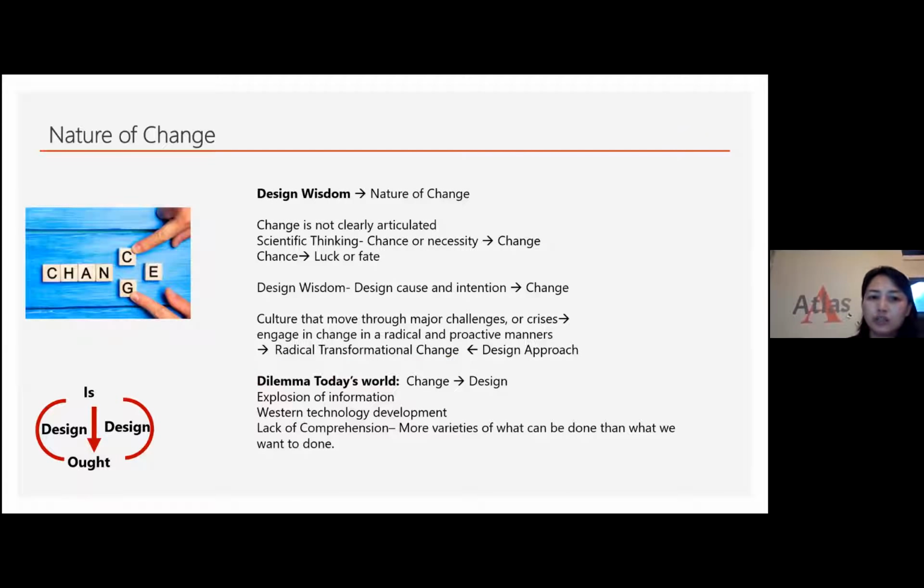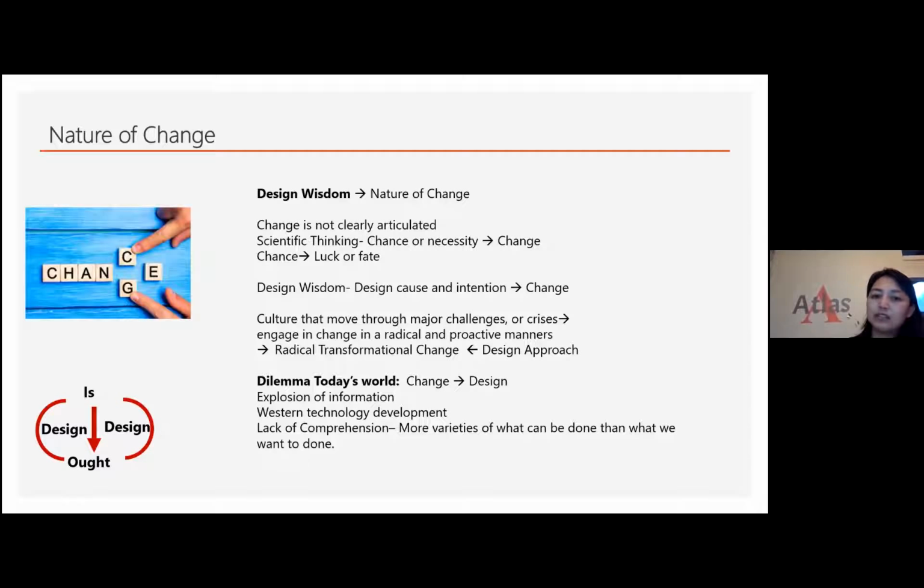Then we talk about change. The design wisdom versus the nature of change. We all encounter change every day. Sometimes through scientific thinking, we think it relies more on chance. That's why we rely on fate or luck. But from the design point of view, we create change. We don't passively encounter change. We actually make changes. We make changes with our own intention and create them to our favor. So that's how the design approach works.